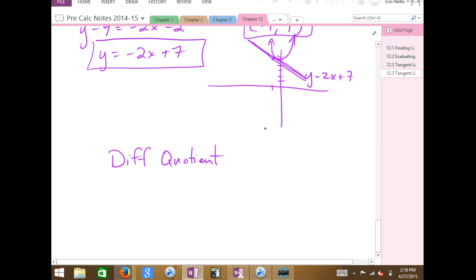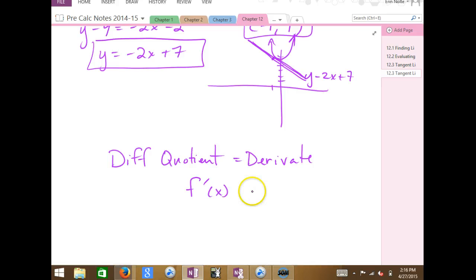Okay, so let me answer that question. The difference quotient gives you a derivative. Has anybody ever heard of a derivative? Okay, so just so you know, the derivative notation looks like that, with a little apostrophe there. That means first derivative. You can also see it as dy/dx. Those are just notations of what all this means.